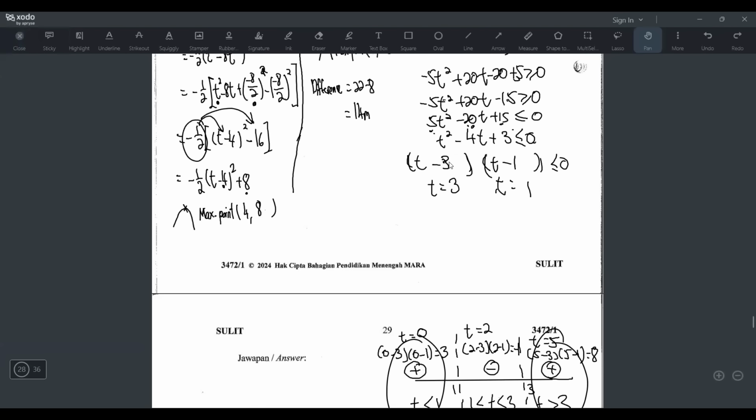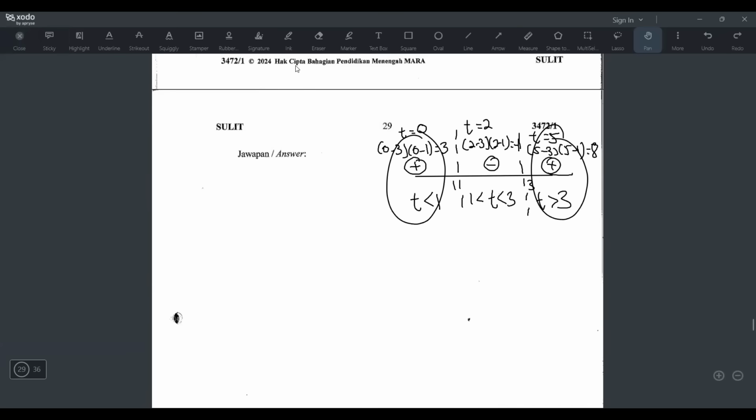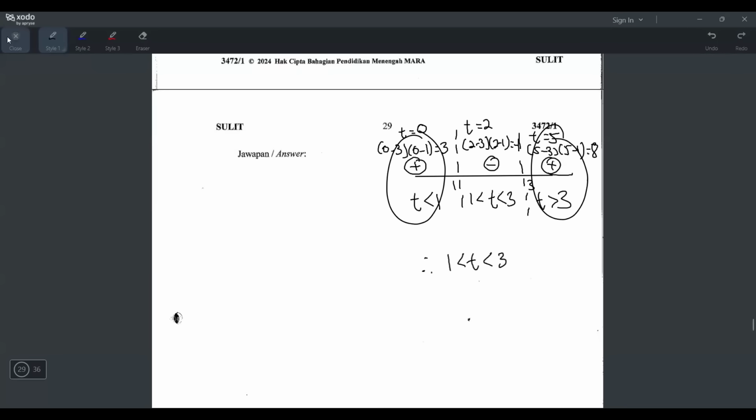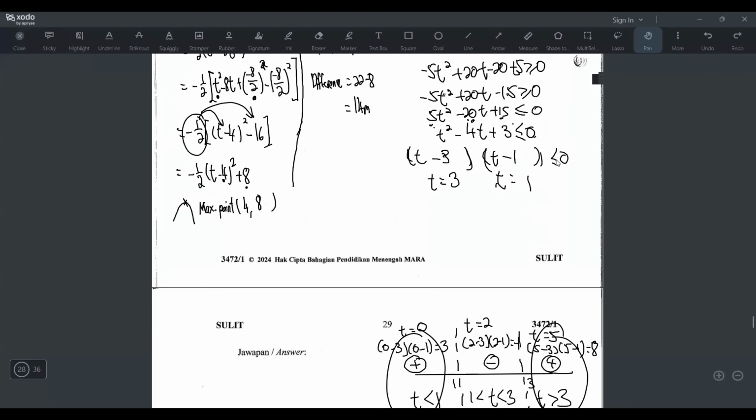So for this case, they want bracket smaller than 0, it means you have to take the negative region, which means the middle part. So the answer will be t in between 1 and 3, because when you sub t as 2, the result comes out negative. So the region is this. Because you want it to be negative, you want it to be smaller than 0.